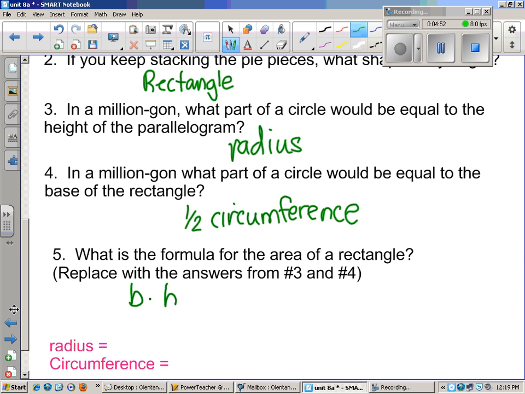Okay? Now, let's put it in terms of the circle. What would the base be equal to? What do we say the base was equal to? Half the circumference, right? The base is half the circumference, and the height was the radius.